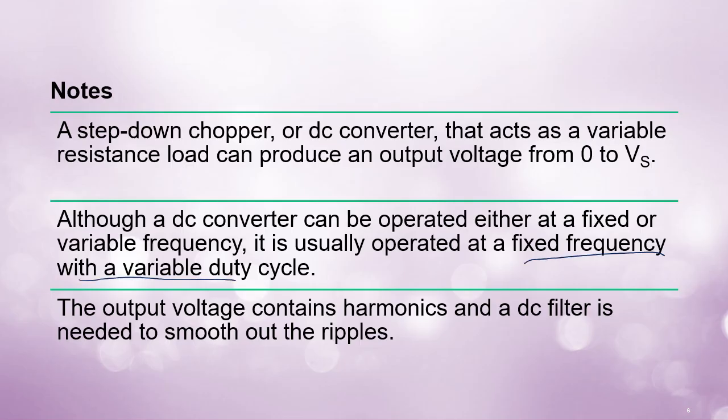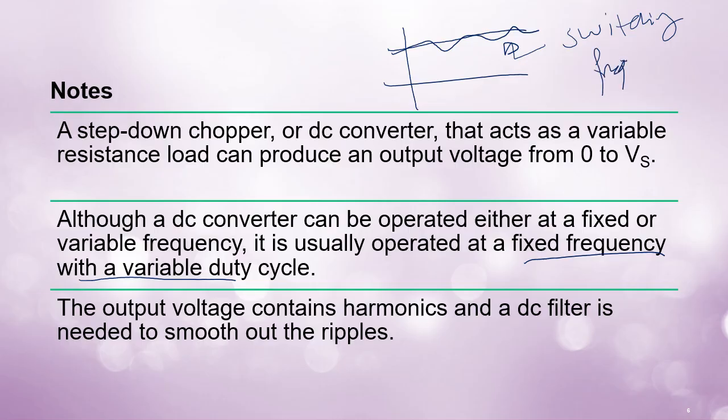This makes it easier for us to design a filter to get rid of the harmonics, because when our frequency is fixed, then at the output side we will get our signal and it will have some harmonics or some distortion. The frequency of this distortion will be our switching frequency. So if we fix this one, then it's easy to design the filter. Say our switching frequency is 25 kilohertz, then it's easy for us to design the filter.